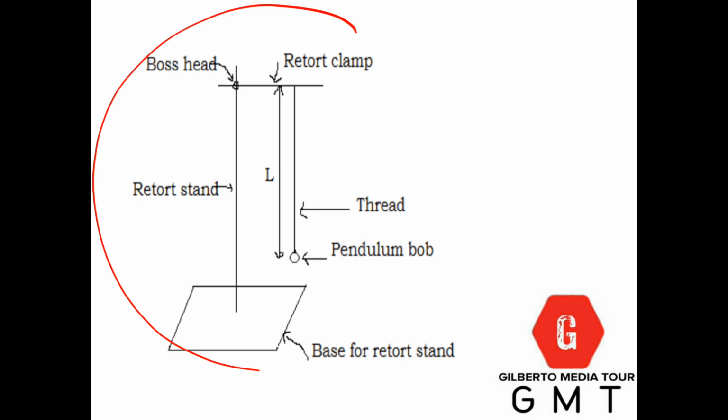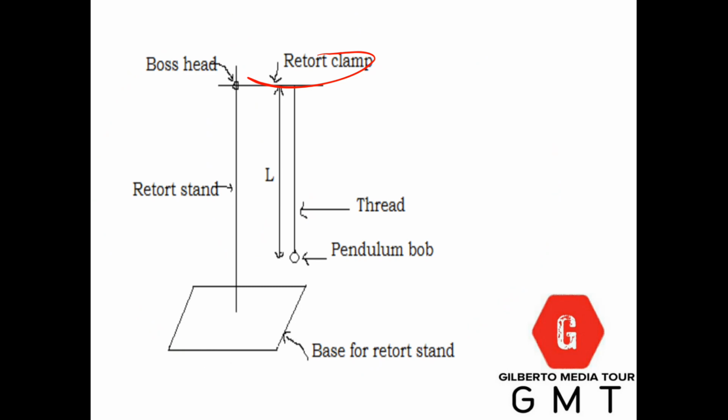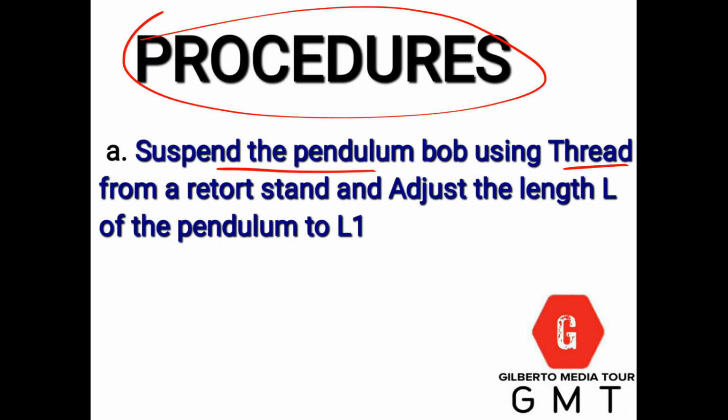This is how the setting looks. This is a little stand. This is also a clamp where you can set the thread. This is very essential in the determination of acceleration due to gravity.